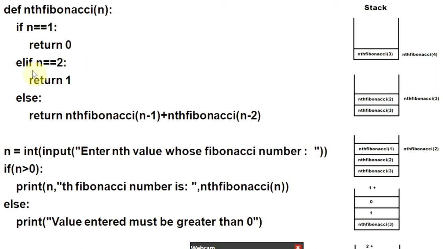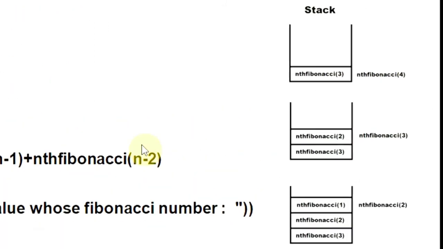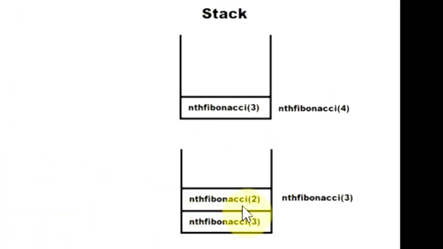Is 4 equal to 1? No. Is 4 equal to 2? No. Now nth Fibonacci 4 minus 1 is 3. So nth Fibonacci 3 will be called. But nth Fibonacci 4 minus 2, nth Fibonacci 2, is not yet called. So compiler will push nth Fibonacci 2 also on the stack, that it has to be called later.